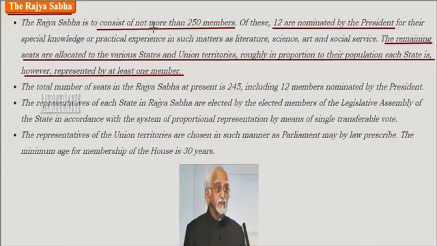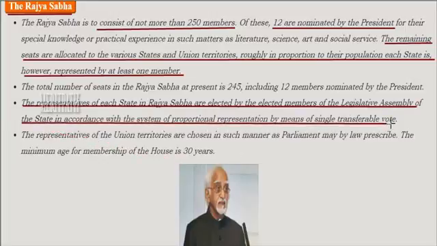The Rajya Sabha consists of not more than 250 members. Out of these, 12 are nominated by the President for their special knowledge or practical experience in matters such as literature, science, art and social service. The remaining seats are allocated to various states and union territories, roughly in proportion to their population. Each state is, however, represented by at least one member. The total number of seats in Rajya Sabha at present is 245, including 12 members nominated by the President.